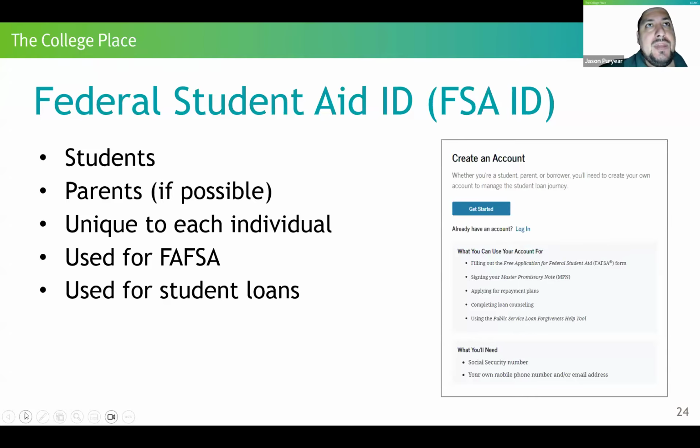And then there's an identity-based question, or 4 to 7 questions, that will pop up at the end of your ID creation for those without social security numbers. But you'll use this to access this form again, and to sign master promissory notes for student loans. You will want to give yourself multiple ways to get access to this information.